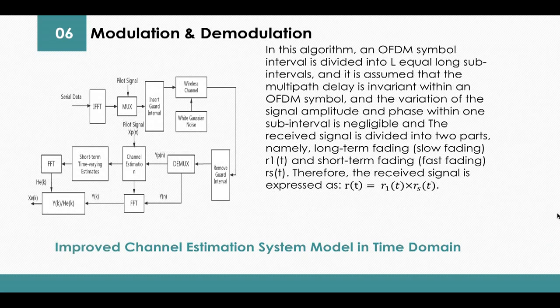There is an improved channel estimation system model in the time domain. In this algorithm, an OFDM symbol interval is divided into L equally long subintervals, and it is assumed that the multipath delay is invariant within an OFDM symbol, and the variation of the symbol amplitude and phase within one subinterval is negligible, and the received signal is divided into two parts, namely long-term fading and short-term fading.